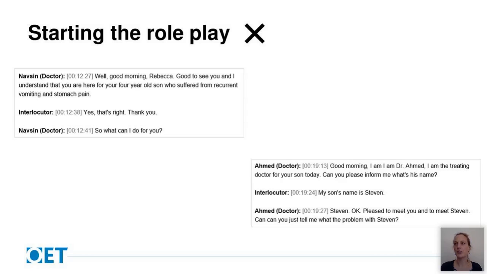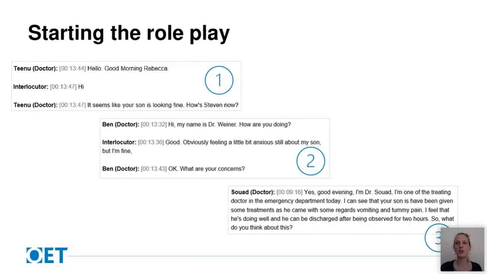Of the other doctors, I'm going to show you 3 examples on the screen. I want you to tell me in the chat box which way of starting the role play you think was best and why. So do you think number 1, number 2, or number 3 was the best way to start this role play? And maybe just a very brief explanation why you thought that would be best.